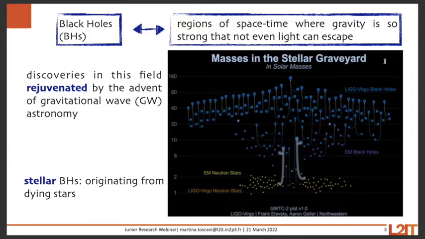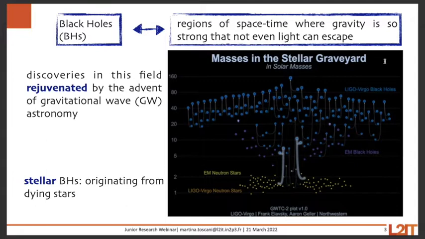These objects are very difficult to detect, and until a few years ago, the main way to reveal their presence was through electromagnetic radiation, if there was some hot material accreting onto them, for instance, material from a stellar companion. Yet lately, this field has been rejuvenated thanks to the advent of gravitational wave astronomy.